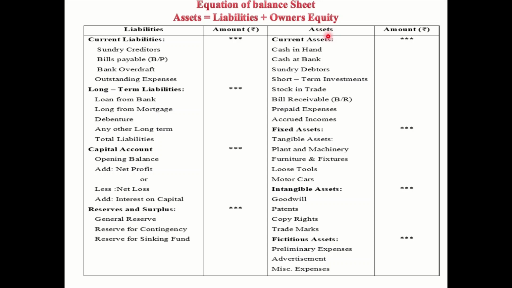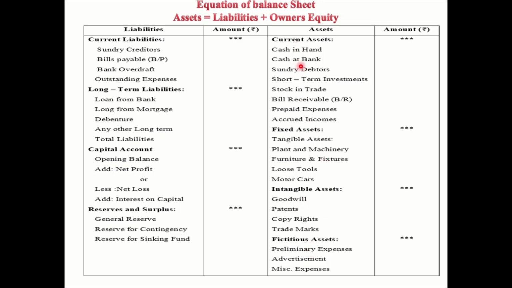These assets are utilized in the normal course of business operations to produce the goods for sale in order to generate profit. An asset is the result of a past economic event and is able to generate future economic benefit in monetary terms to any business. The assets are grouped into four categories, that is current assets, fixed assets, intangible assets and fictitious assets.